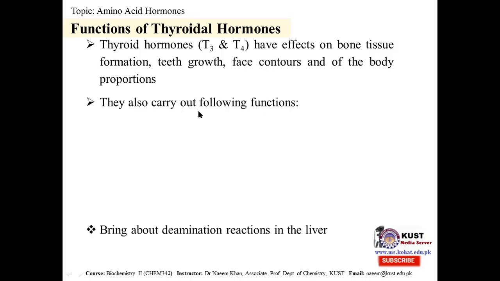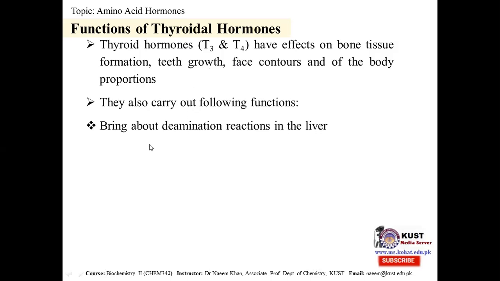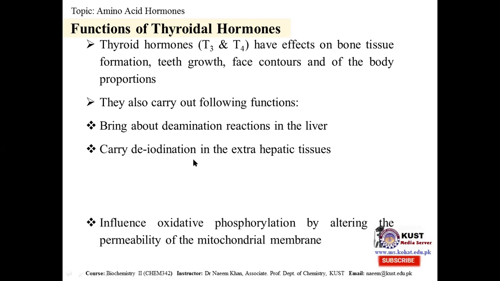They carry out the following functions. Thyroid hormones T3 and T4 bring about the deamination reaction in the liver. Deamination is a very important reaction where the amino acid nitrogen is released, the loss of NH2, usually in the form of ammonia, which is later converted to other forms. So all the important deamination reactions in the liver take place because of these hormones. They also carry out deiodination in the extrahepatic tissues.